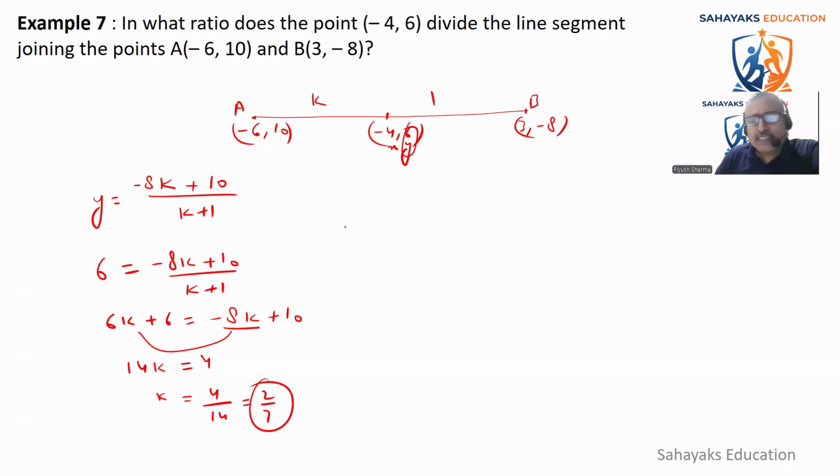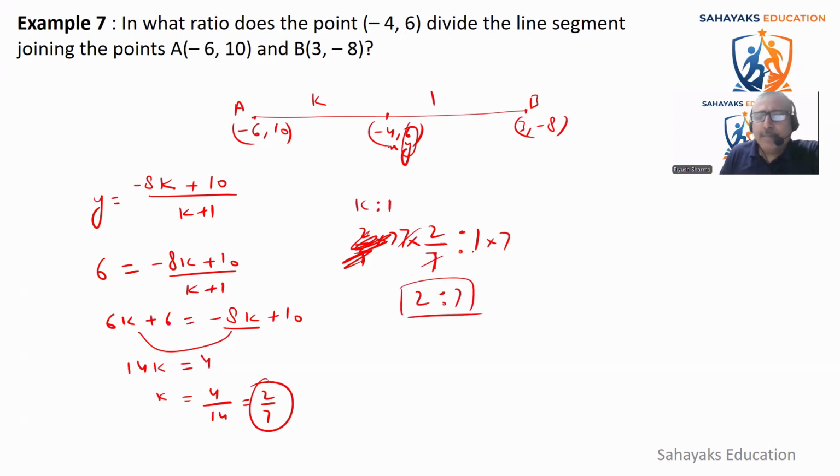See, the answer came out to be the same. The ratio was k is to 1. So we can say 2 by 7 is to 1. So we'll multiply this side by 7 and this side by 7. So the 7 will cancel out, and it becomes 2:7. Okay. Now, why does it happen?